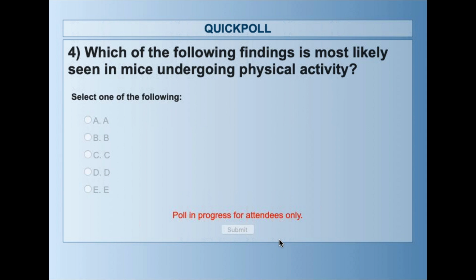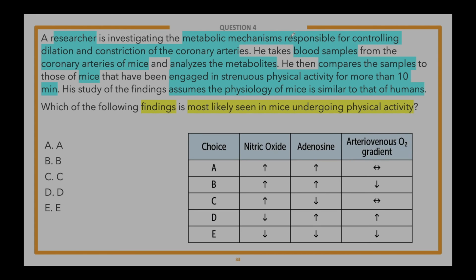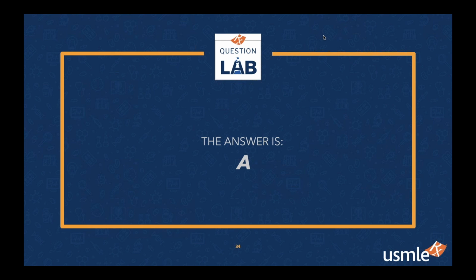Looks like a pretty even split so far. We'll give all of you a few more seconds. And let's take a look and see what you selected. So 38% of you selected answer choice A and 33% of you selected answer choice B. The correct answer is indeed A, and 38% of you got it right. So it was a challenging question. Let's pay attention to Paris.